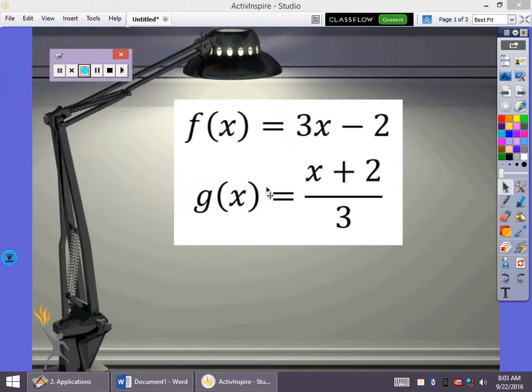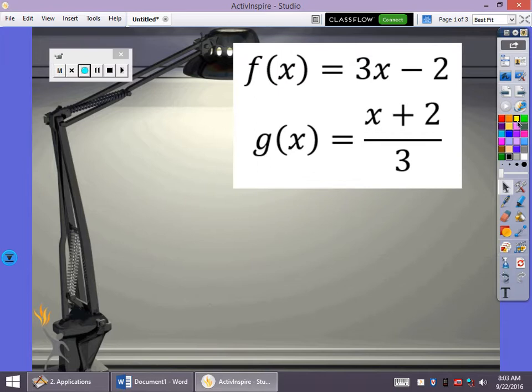All right, today we're going to practice proving inverses using composition of functions. Okay, let me move this out of the way a little bit. So we are going to find f of g of x, and we are going to find g of f of x. Good?